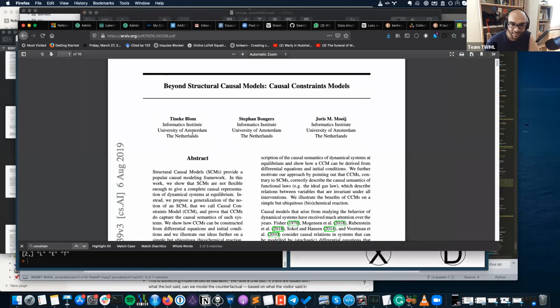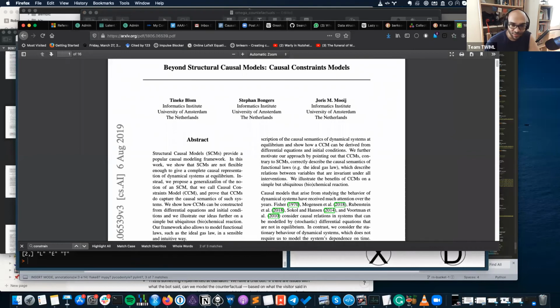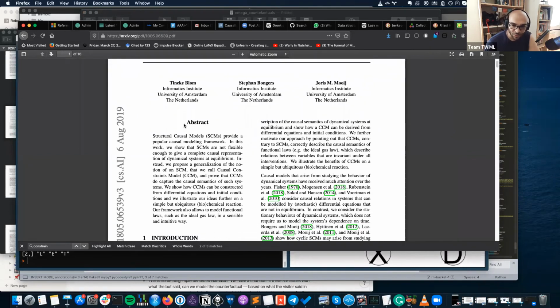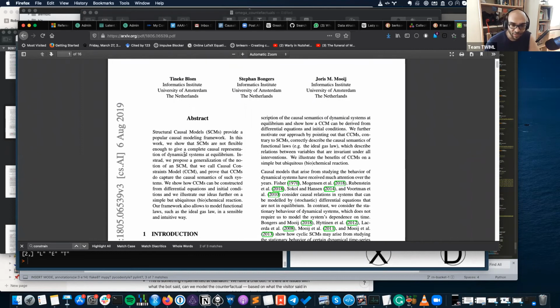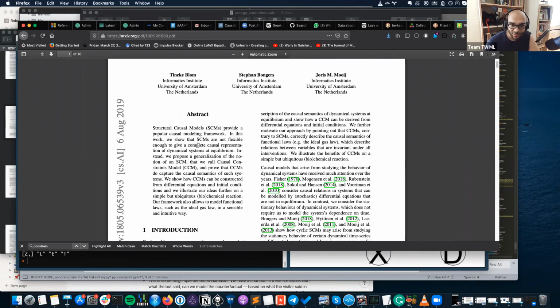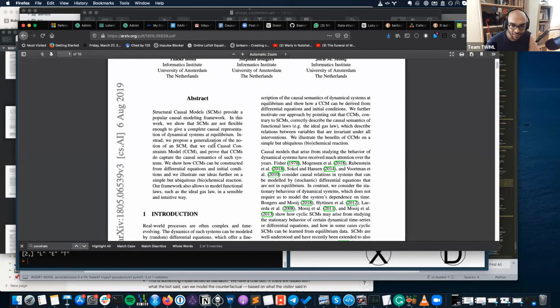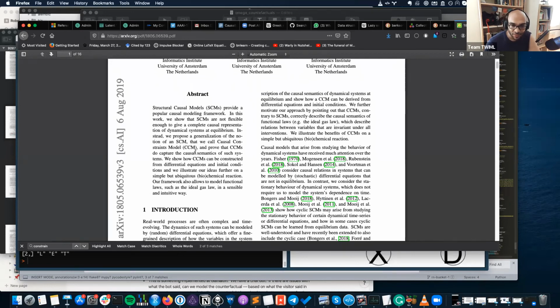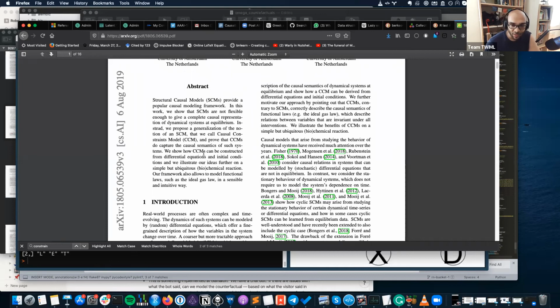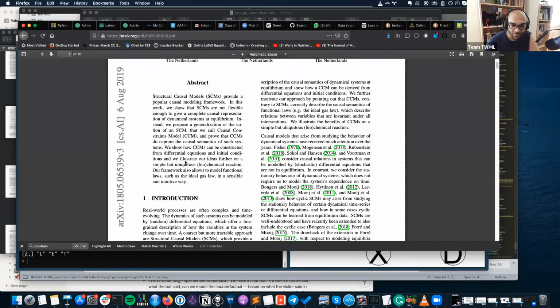This is actually a paper that explores that a little bit. It's pretty abstract. So structural causal models provide a popular causal modeling framework. We show that they're not flexible enough to give a complete causal representation of dynamic systems at equilibrium. Instead, we propose a generalization of two notions of an SEM that we call a causal constraints model, and prove that they do capture causal semantics of such systems.